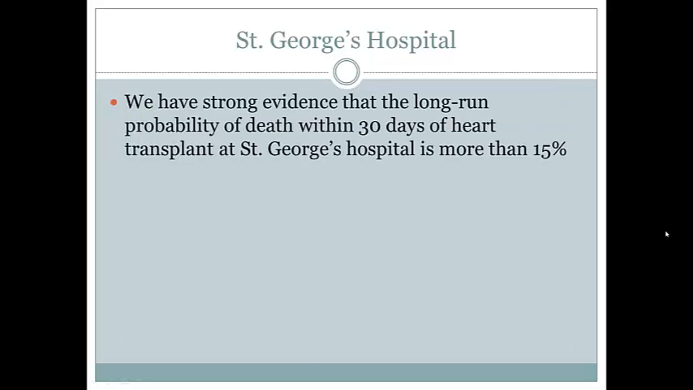So in this study, we have strong evidence that the long-run probability of death within 30 days of heart transplant at St. George's Hospital is more than 15%. This is because the standardized statistic, 2.5, means that our observed statistic is in the tail of the distribution.